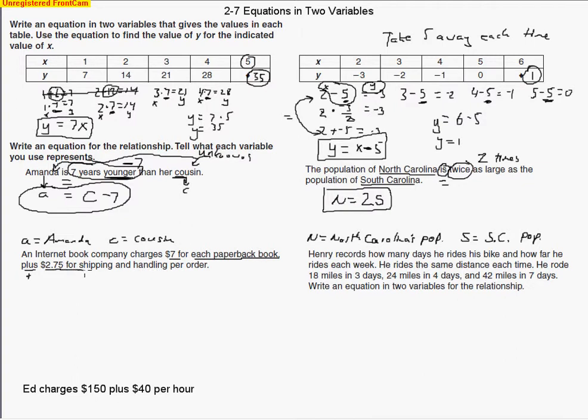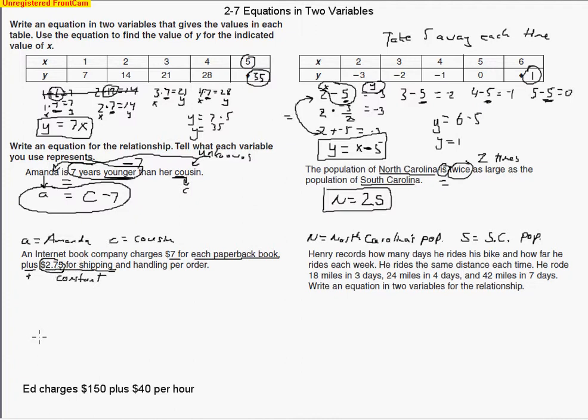So per order means if we just order one time, this is like a constant amount. So we're definitely going to pay this for each order. But if we're only talking about one order, that's a constant. There's no variable attached to that. So let's find out what our variables are going to end up being.